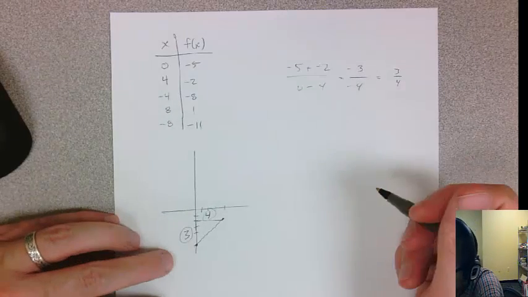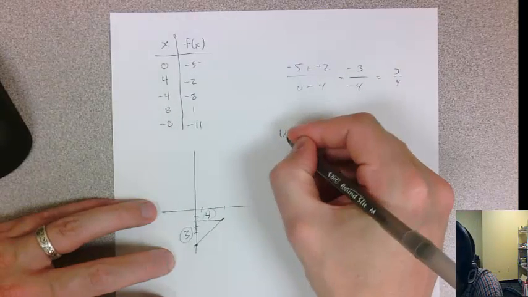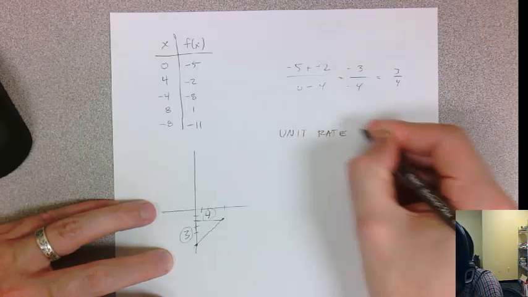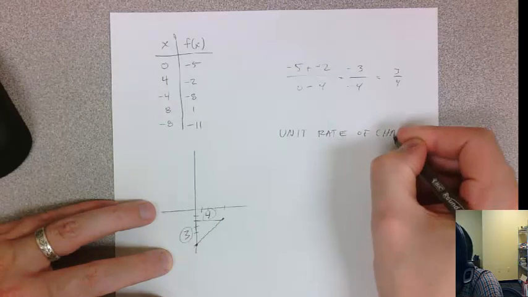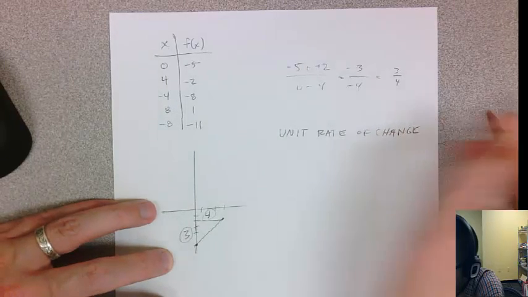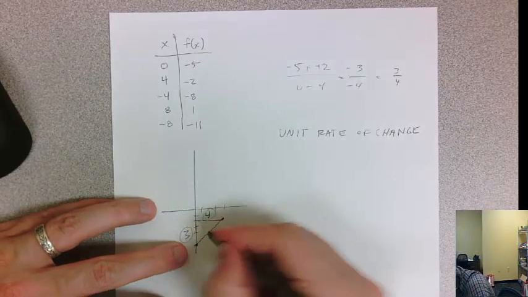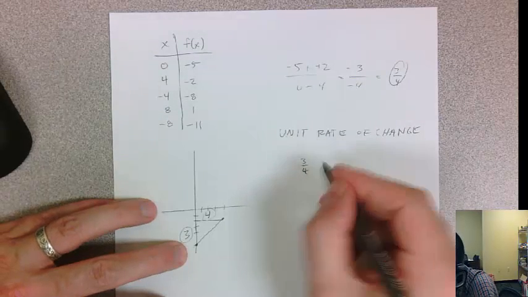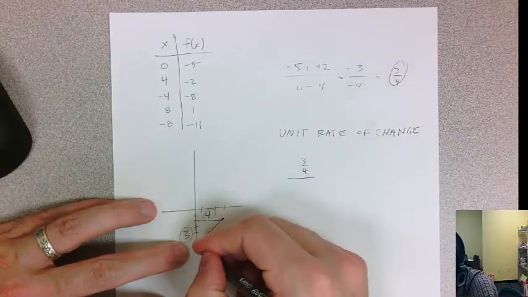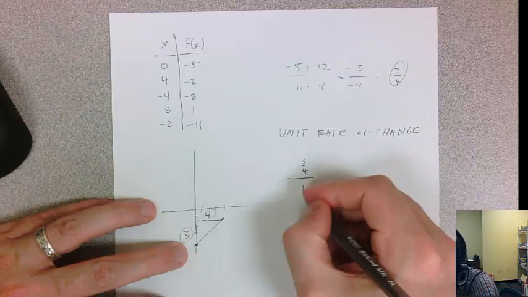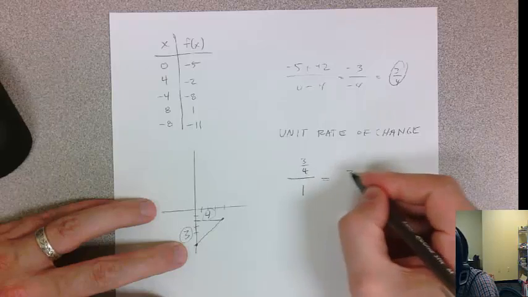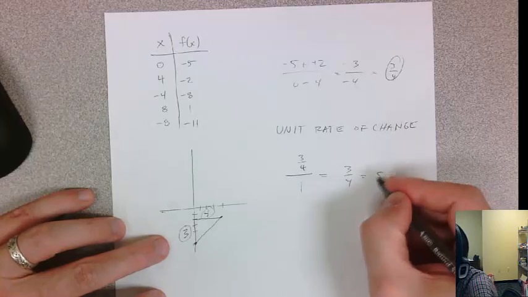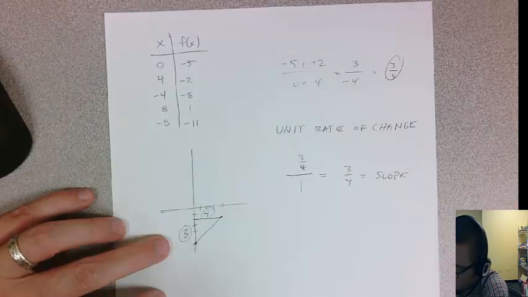So this is the change in the function value over the change in the input value. If you want to find what we call the unit rate of change, that is just this fraction. So it changes by 3/4 each time. If this is a linear function, I haven't really shown it yet, but it changes by 3/4. It goes up 3/4 and over 1. So this is called the unit rate of change, or 3/4. A lot of people call it the slope of the line.